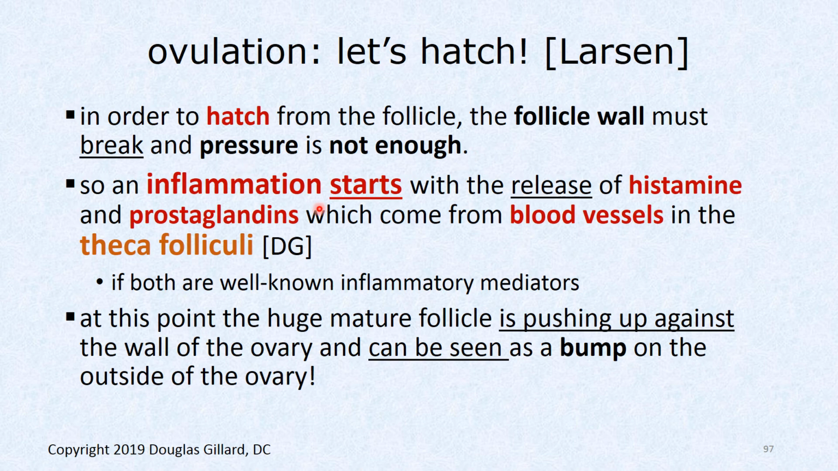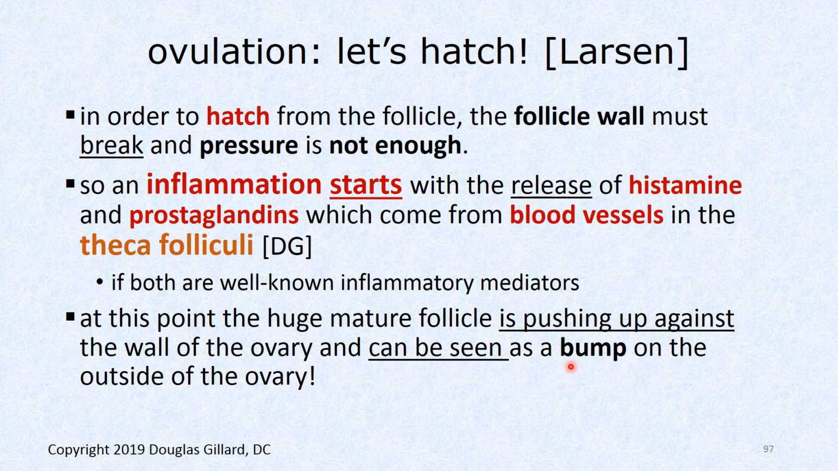We need to start a fire. And an inflammation process starts as the blood vessels of the theca folliculi start releasing some well-known pro-inflammatory molecules. I won't get into all that down the inflammatory cascade, but an inflammation starts. And let me write something down real quick. Inflammation starts. So now this thing is ripping through the ovarian wall. It's ready to pop out.